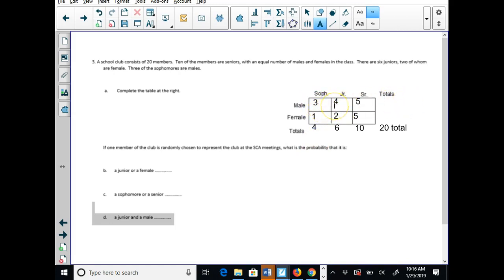We're going to add up our totals over here. 3 plus 4 is 7. Okay? 7 plus 5 is 12. So we have 12 total males. We have 20 total. That means we have 8 total females. All right. I filled out the table with you. You can try to answer these questions, and again, we'll go through questions tomorrow.